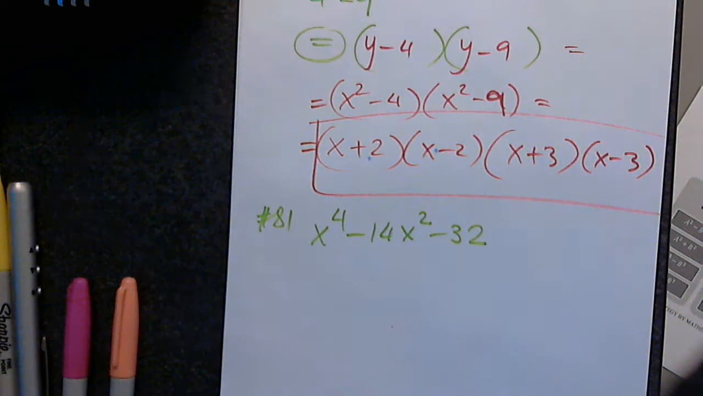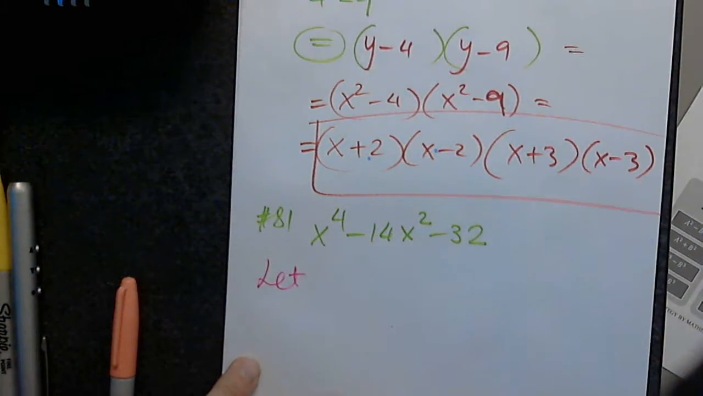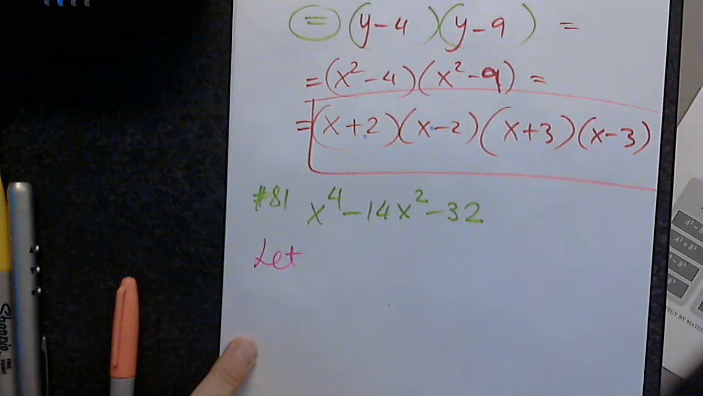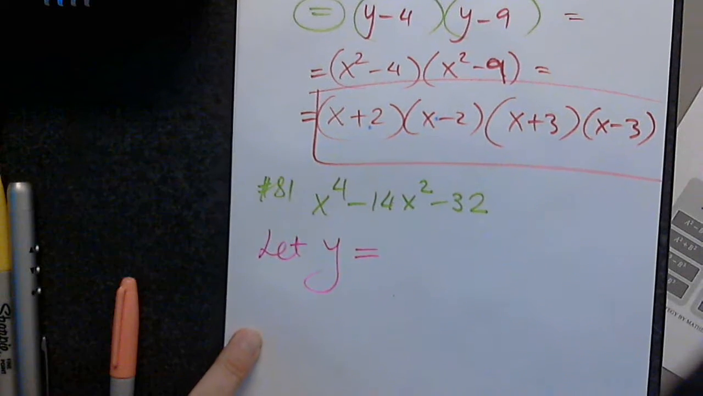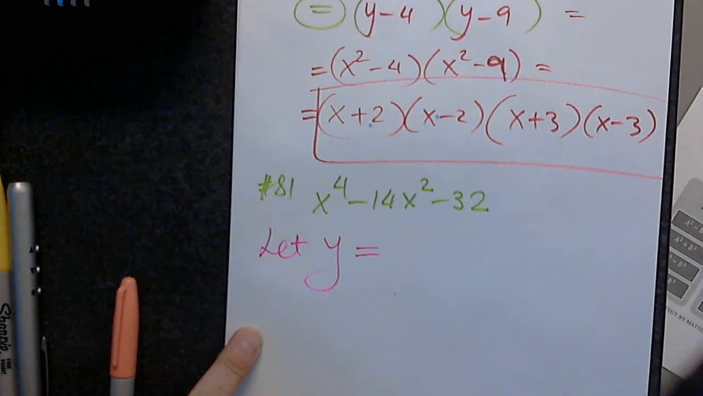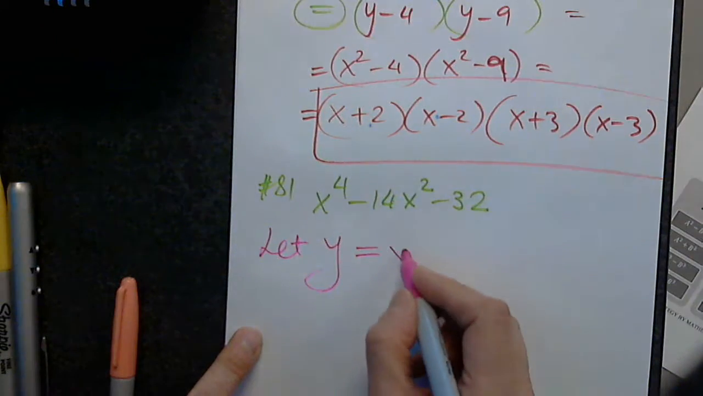So what will you think or hope for? That this polynomial, although it's degree 4, is also quadratic in form. It can be replaced by a quadratic. So what will you say? You can use any letter you want, but x. Okay, let y be x squared. Very good.